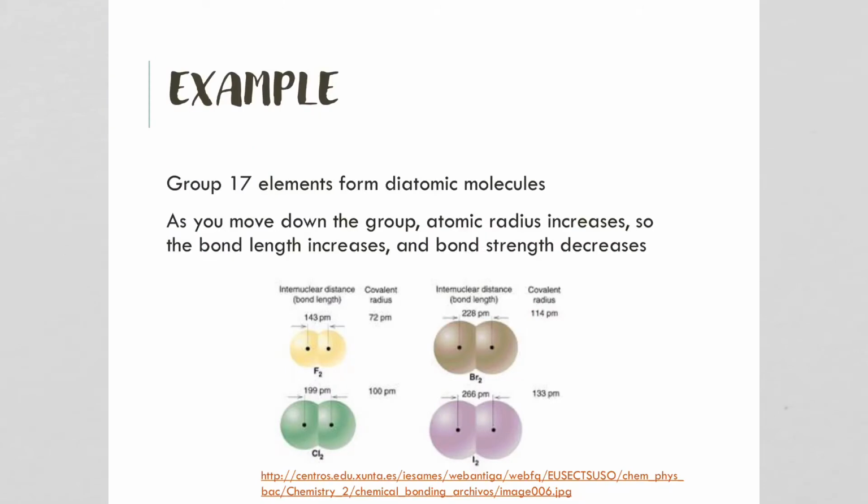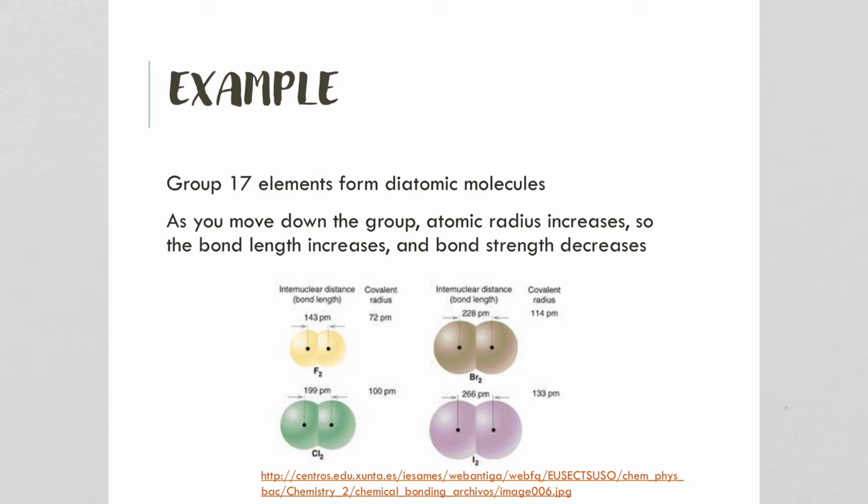So one trend to be aware of is that group 17 elements form diatomic molecules. So if you remember, fluorine always exists as F2, bromine as Br2, chlorine Cl2, and so on. So as you move down the group, remember, their atomic radius will increase. So that means that the bond length increases, and then the bond strength will decrease.